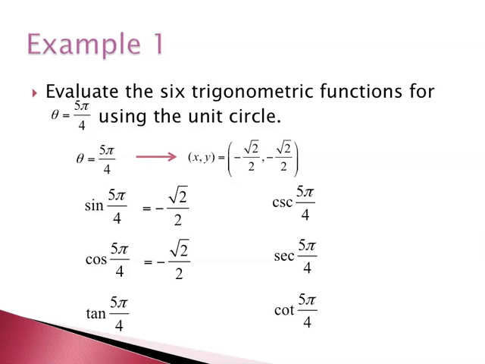And then for tangent, this is going to be y over x. And since this is the same value, anything divided by itself is going to equal 1. And then for cosecant, secant, and cotangent, these are the reciprocals. And so just finding the reciprocals of each of those functions will give us our answers. So that would be negative root 2, negative root 2, and 1.